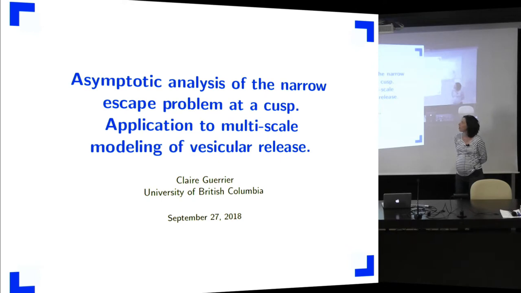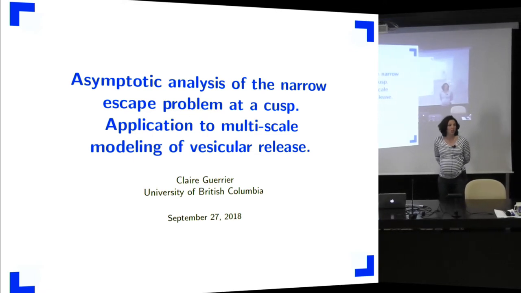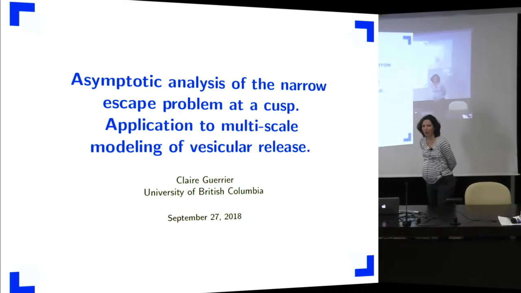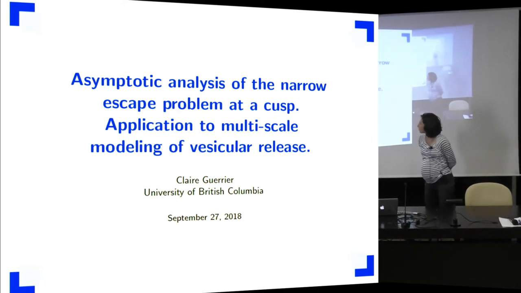My talk is going to be... this workshop is about advanced asymptotics of PDEs and applications. So my talk is going to be about asymptotics and a lot about application. So I hope you're still going to enjoy it.